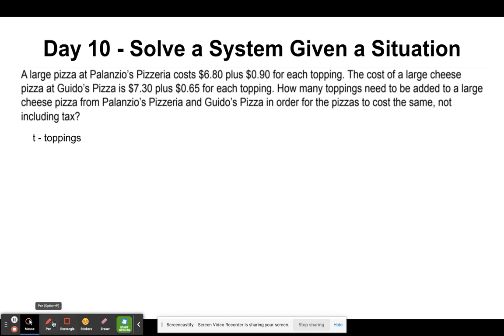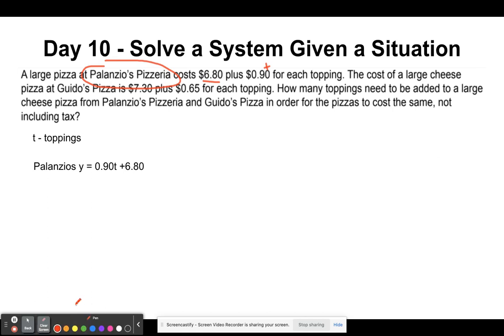Now, the equation is going to come from the two different situations. The first one is Palazzo's Pizzeria. Remember, I told you that you're starting with 680 and then adding 90 cents every time. What does that sound like? That's y equals mx plus b. So that is going to be y equals 90 cents, that's your m, times T instead of x this time, plus 680. That's the first equation.